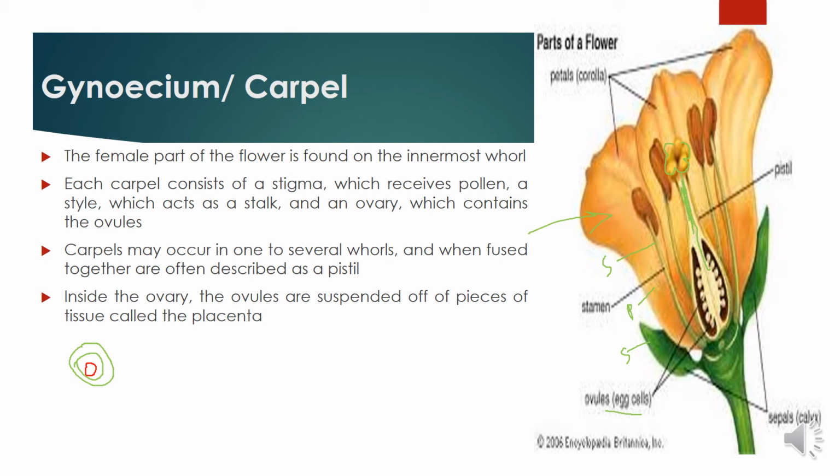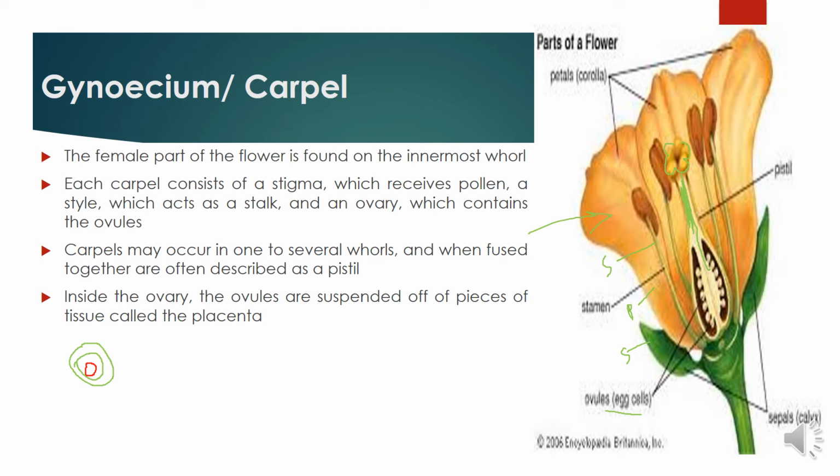The style portion, that is this portion here that I am drawing in green, can be either hollow or filled up with tissue. In case it is hollow, the pollen tube grows, there is no problem. But when it is filled with tissue, then the pollen tube grows through the intercellular space among the cells.